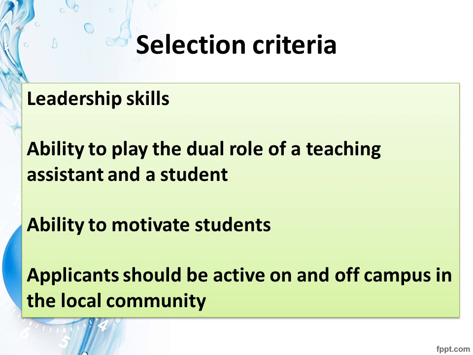So selection of criteria: leadership skills. Here you have to mention anything: membership in an association, anything you do in your life, mention it here. Anything is important. Ability to play the dual role of teaching assistant and the student. Ability to motivate students to learn Arabic and Moroccan culture, Islamic culture, Arabic culture. Applicants should be active on and off campus in the local community.